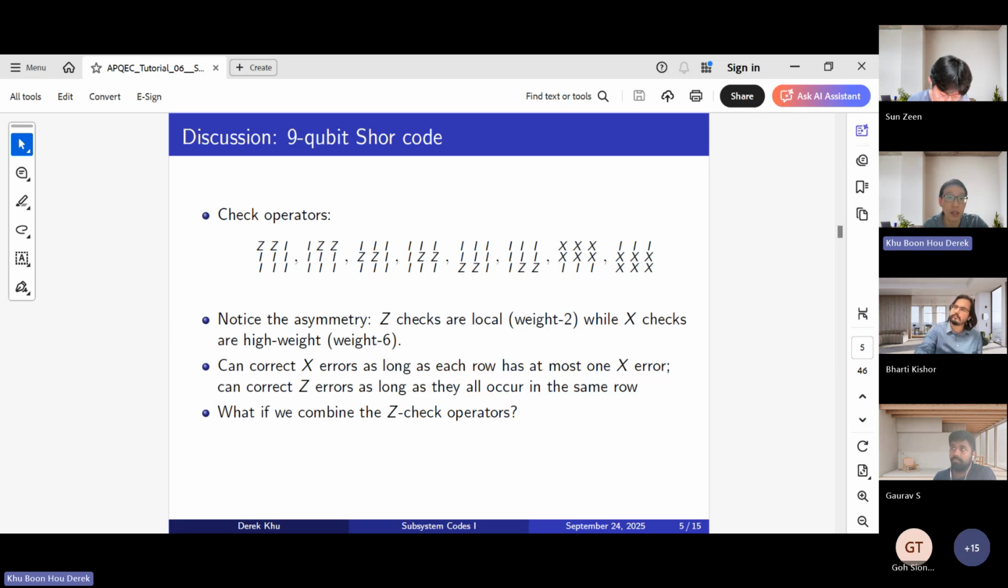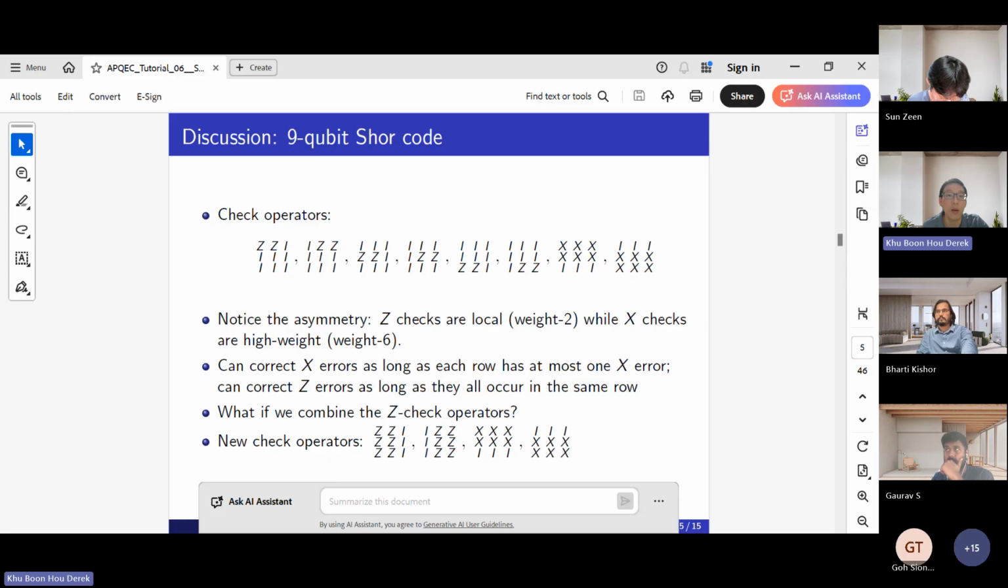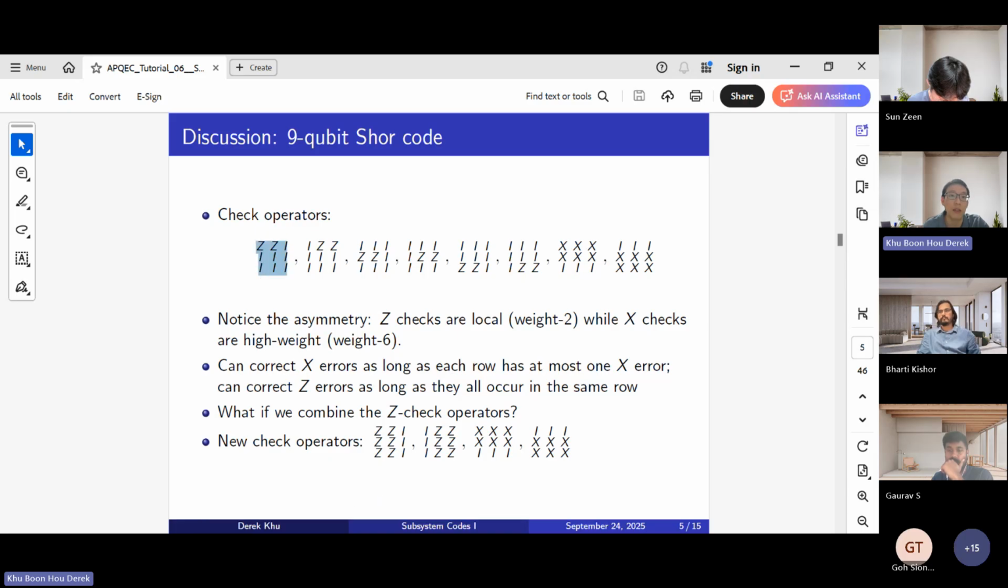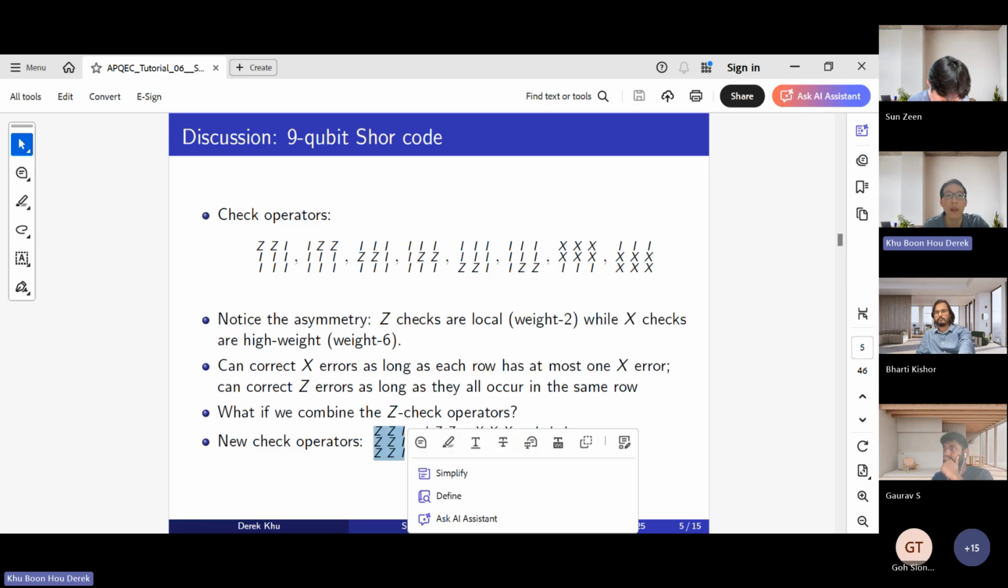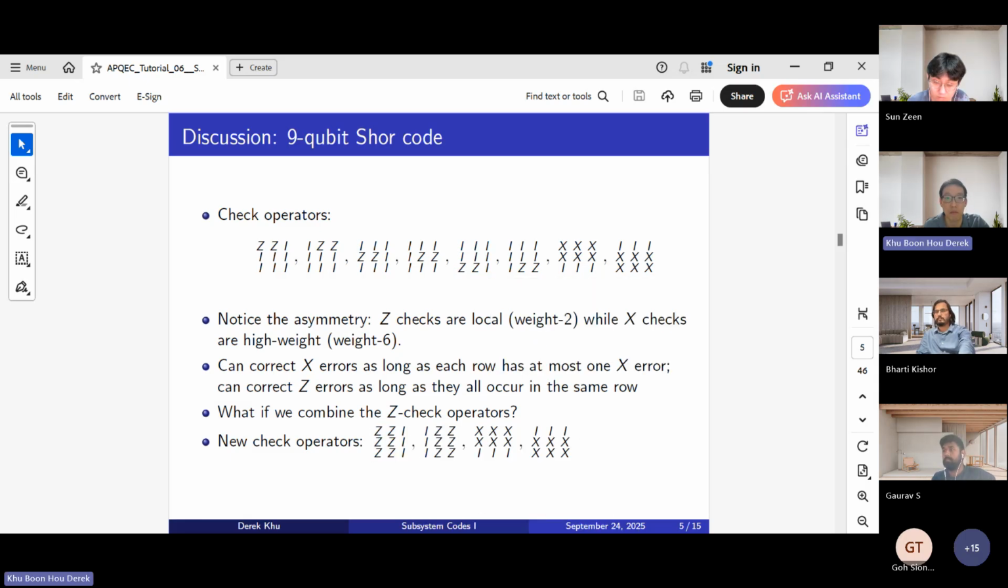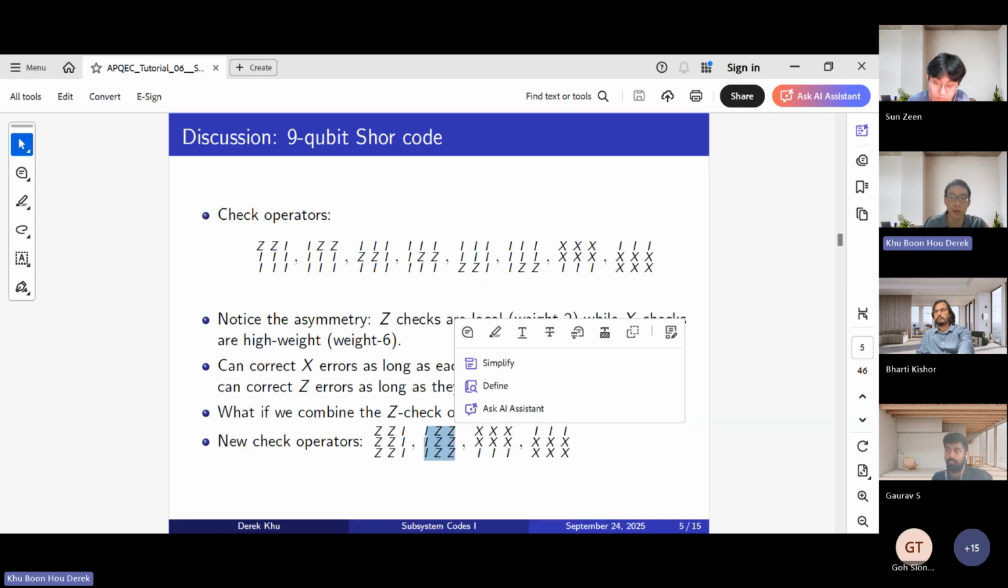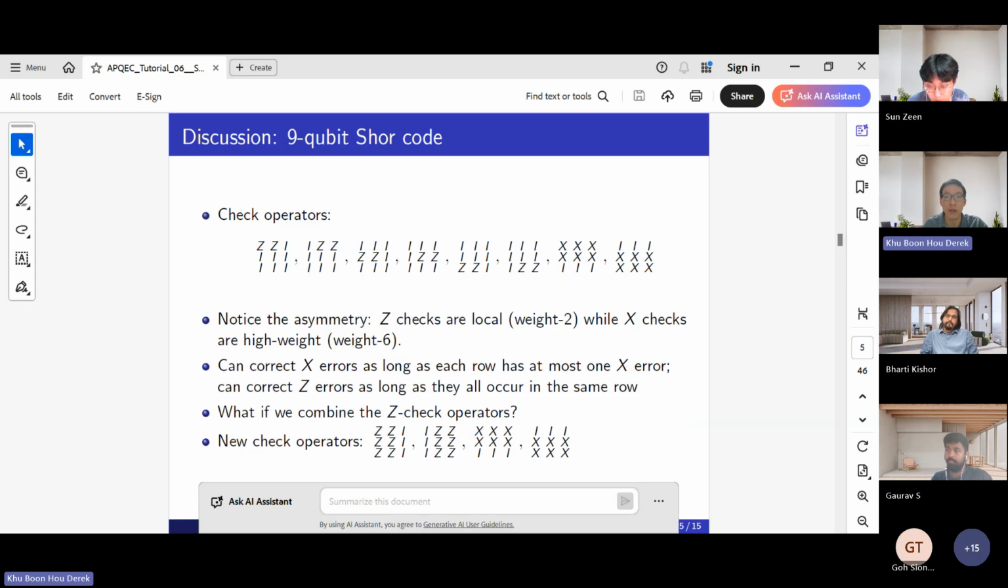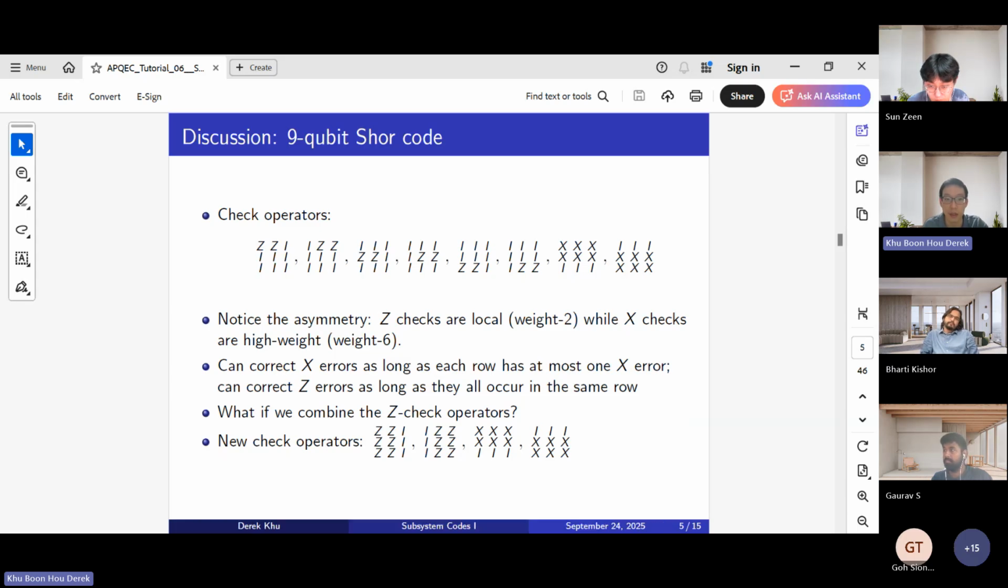For example, we could try to combine the Z check operators. Here we have the X operators across two adjacent rows for both of these guys, so why don't we try combining the Z operators in the same way? We combine the first, the third, and the fifth Z operators to get this guy, and then we combine the second, the fourth, and the sixth Z operators to get this guy. You just multiply them together. And now we have 4 check operators instead of these 6 check operators.